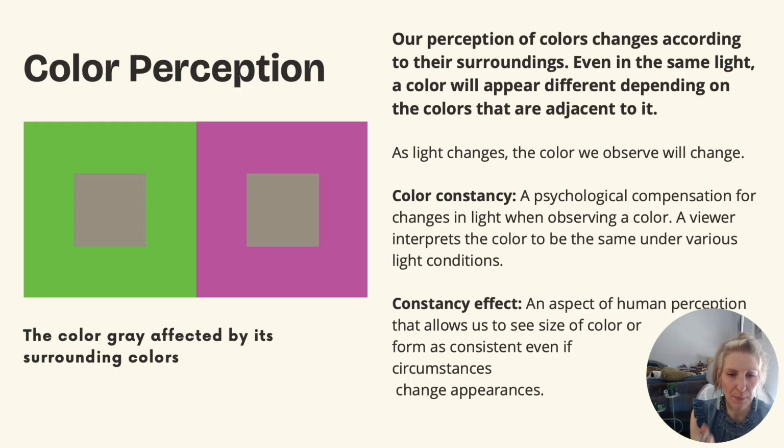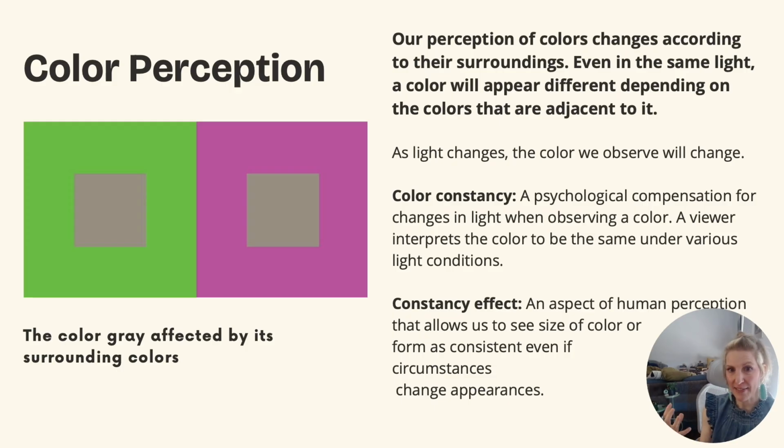If we look to that image on the left, the gray boxes inside the green and purple, the gray is affected perceptively by the colors around it. It is the same color of gray, but if you look at it, you may see one gray as darker or lighter than the other.